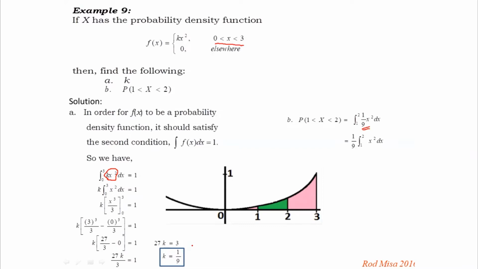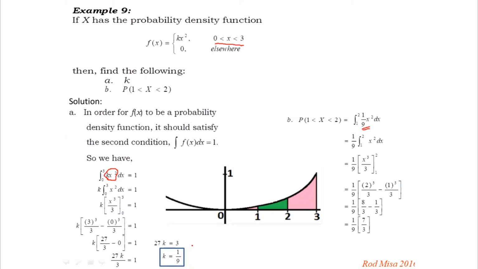And integrating x squared with respect to x, we have x cubed over 3. And using the fundamental theorem of calculus, we just substitute our limits here. So 2 cubed over 3 minus 1 cubed over 3. And 2 cubed over 3 is 8 over 3 minus 1 cubed over 3, which is 1/3. And 8 over 3 minus 1 over 3, we have 7 over 3.